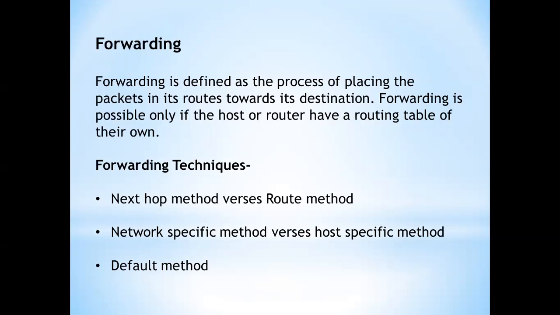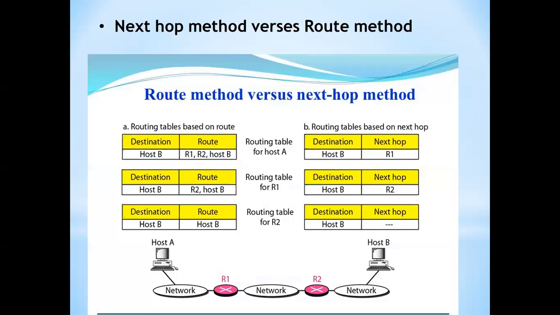There are three forwarding techniques. Many techniques have been invented and tested in order to make the size of the routing table manageable. Some of them are next hop method versus route method, network specific method versus host specific method, and default method. So first is next hop method versus route method.